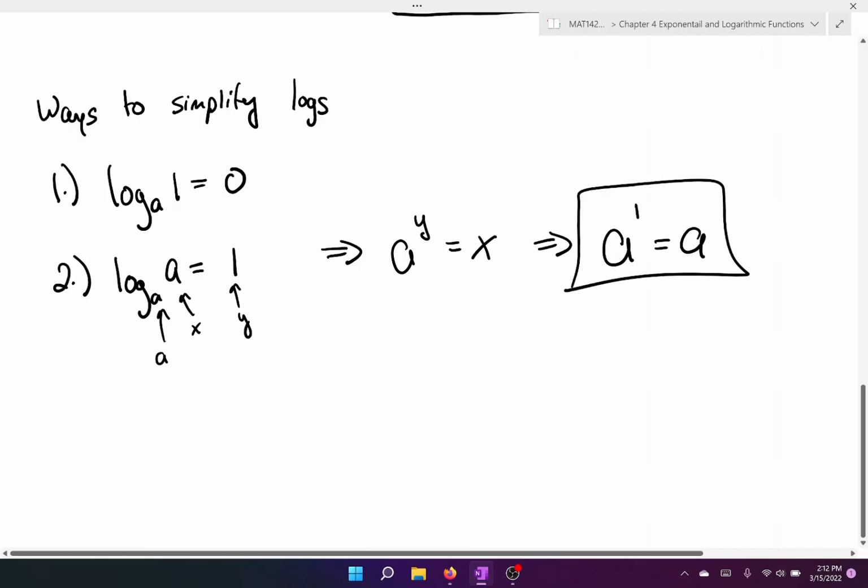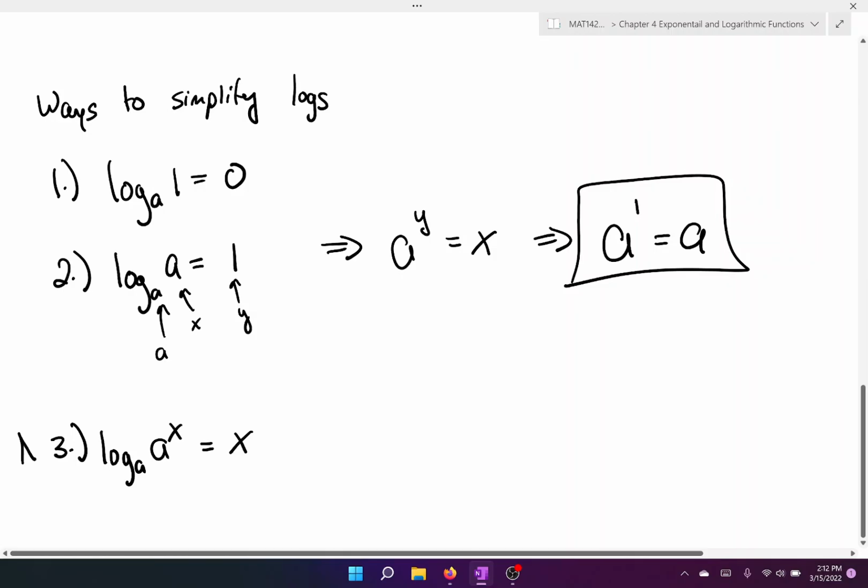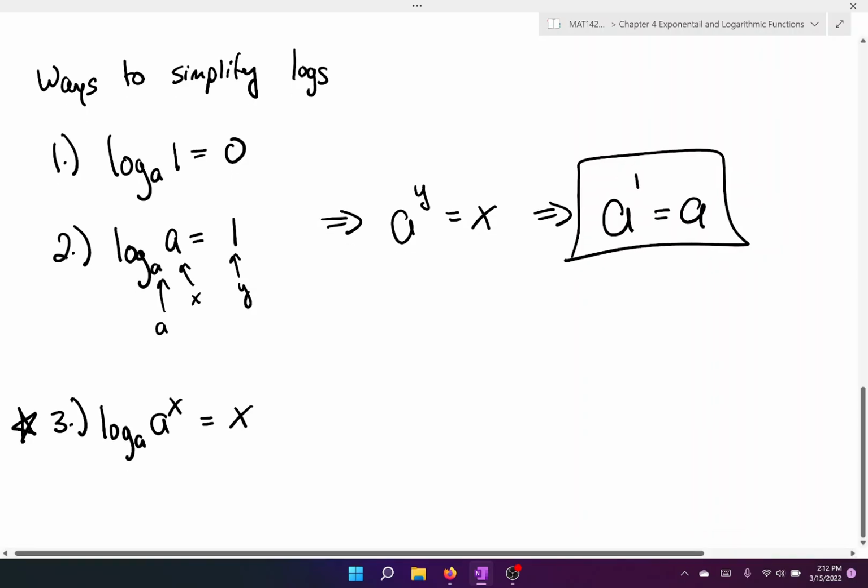So you can see how these log properties actually are derived just by using the relationship of what a natural log is and its natural inverse, which would be an exponential form. Okay? So the third property here is going to be the log base a of a to the x equals x. Now, I'm going to put a star next to this one because that is one of my favorites, and we're going to be using that a lot when we start solving different logarithmic equations.